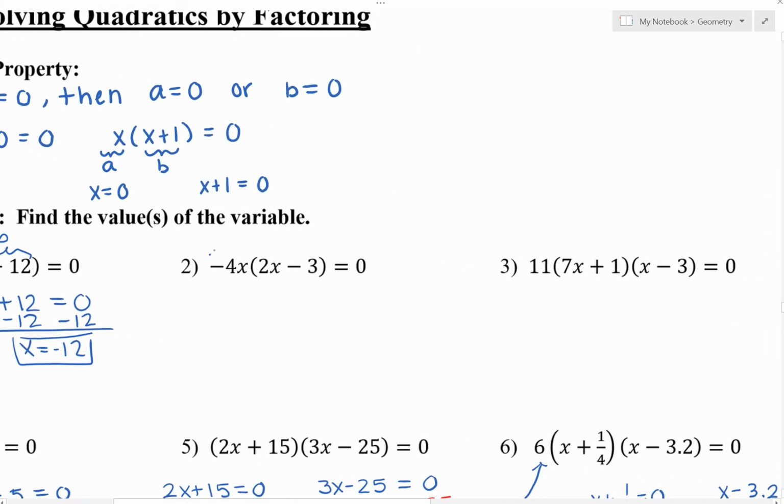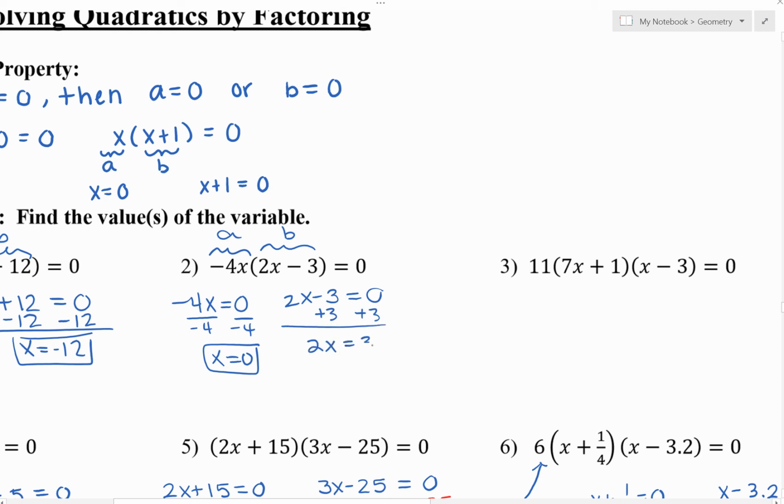Number 2, our A is negative 4x, and our B is 2x minus 3, so we're going to set both those equal to 0. Add 3 to both sides. Divide by 2.